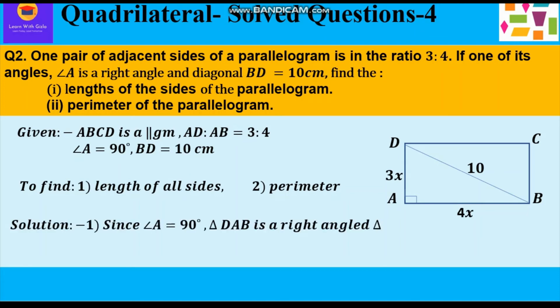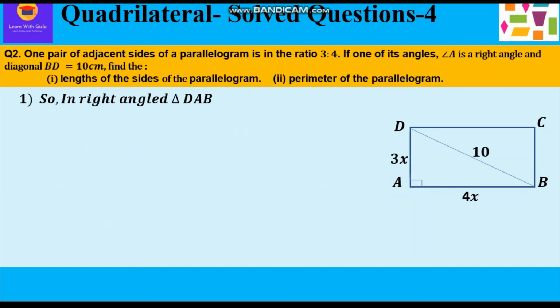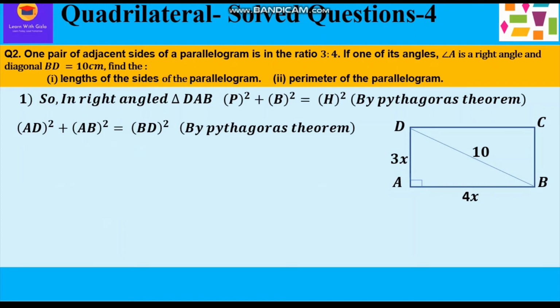Now let's start with the solution. Since angle A is 90 degree, we can say triangle DAB is a right angle triangle. So basically the diagonal is dividing the rectangle into two right angle triangles. So now in right angle triangle DAB, we can use the Pythagoras theorem, that is perpendicular square plus base square is equal to hypotenuse square. Now over here the hypotenuse is the diagonal, that is the BD. So we can write AD square plus AB square is equal to BD square. Further AD is 3x and AB is 4x.